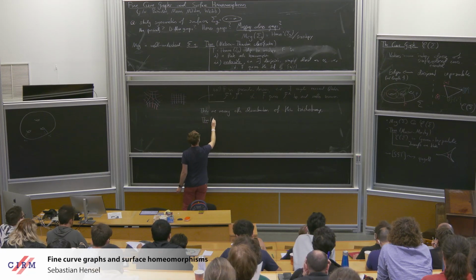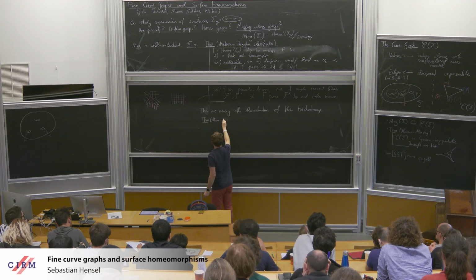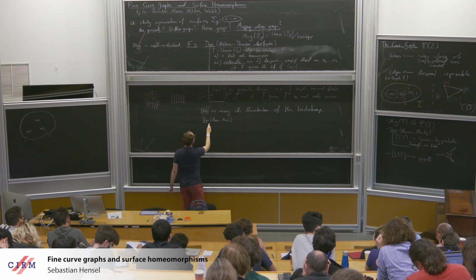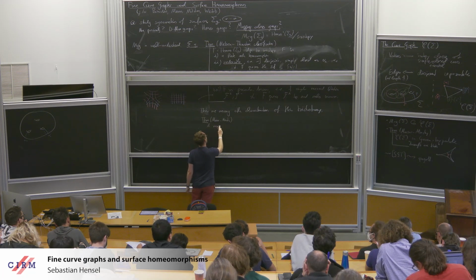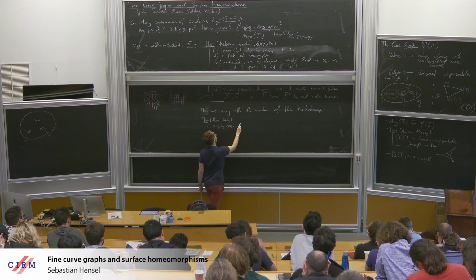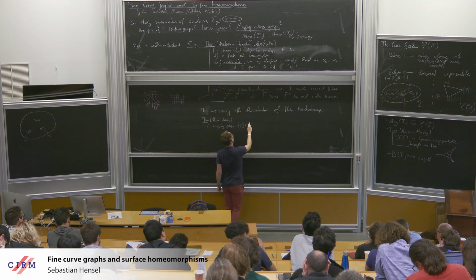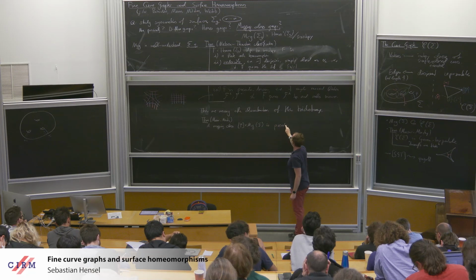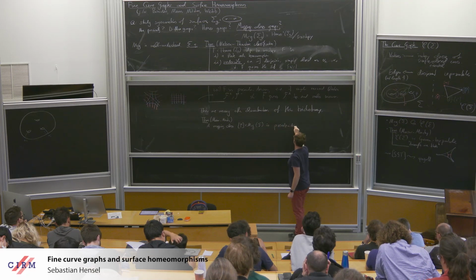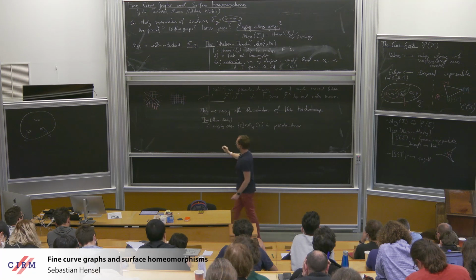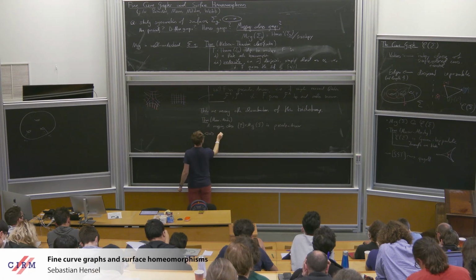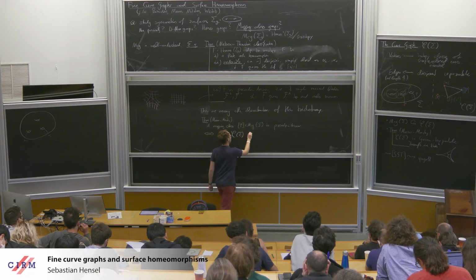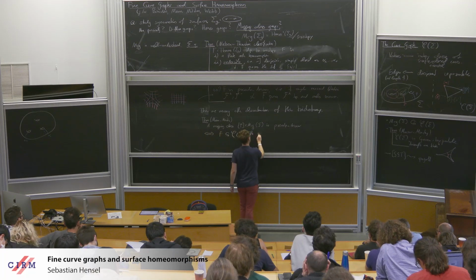So for example, and this is also due to Masur and Minsky, a mapping class f is pseudo-Anosov if and only if f acts on this curve graph with positive translation length.